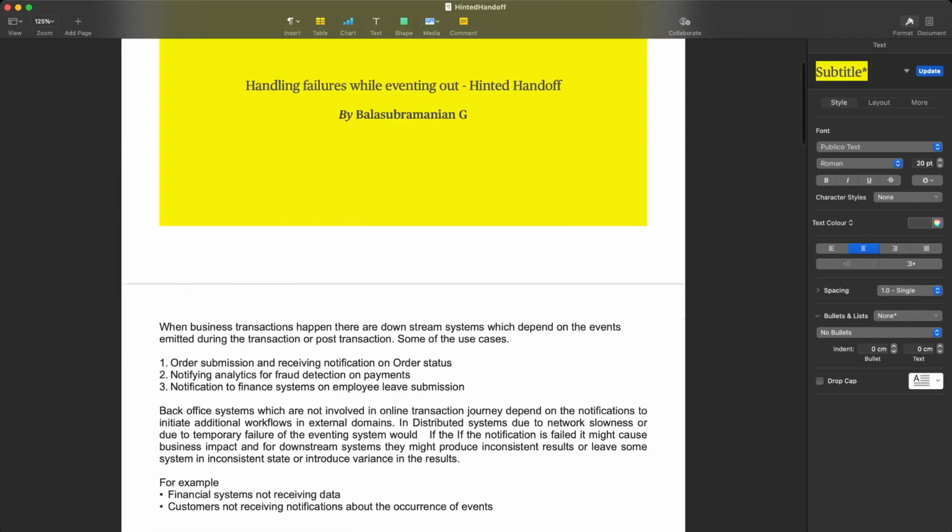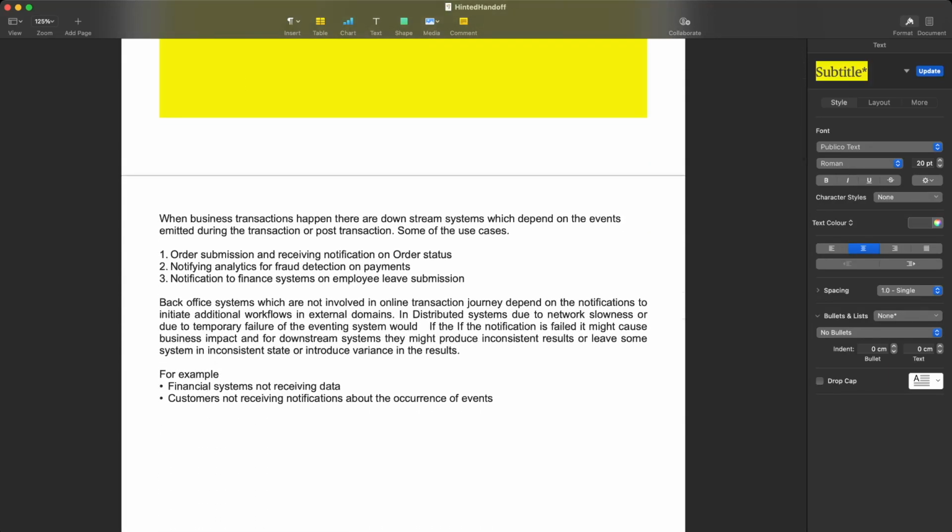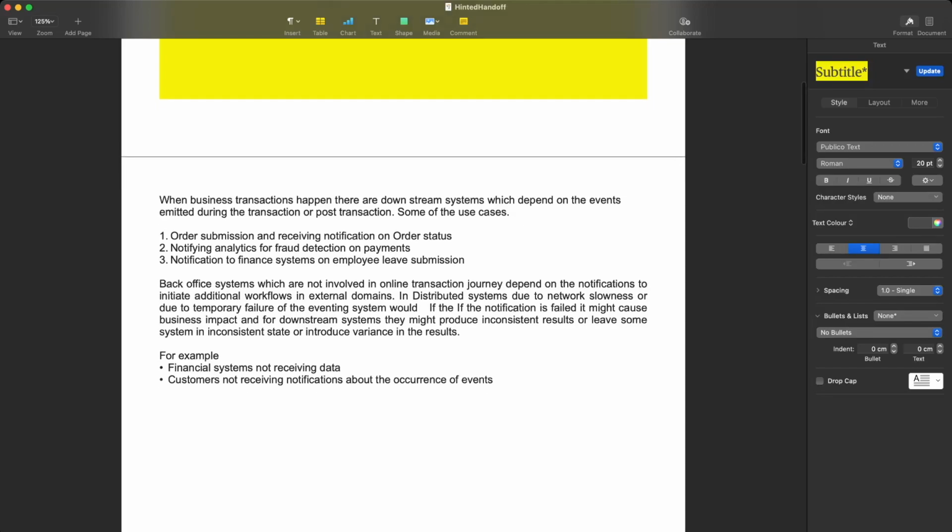So let us look into the problem statement and understand what the problem statement is, what the possible solutions are, and how we can use hinted handoff to solve this problem statement. Let's look into this in this order.